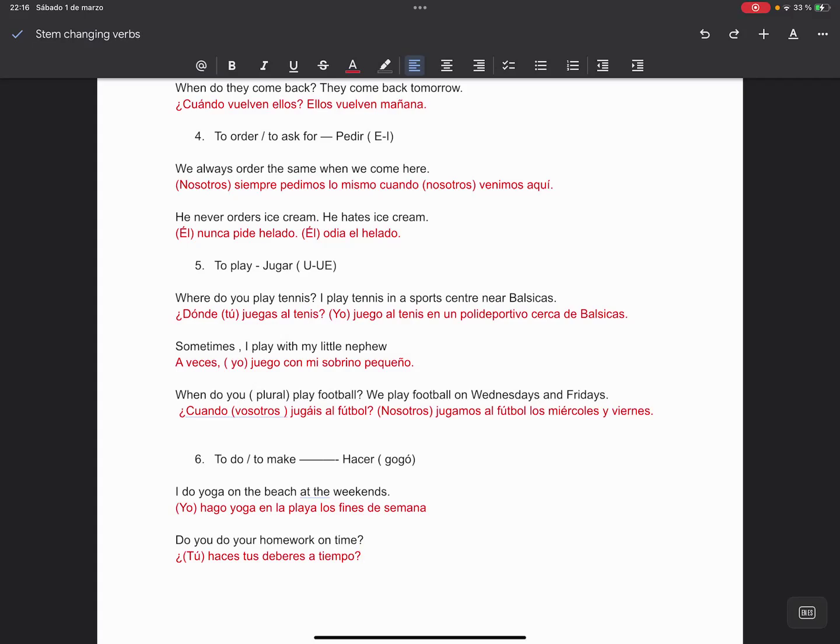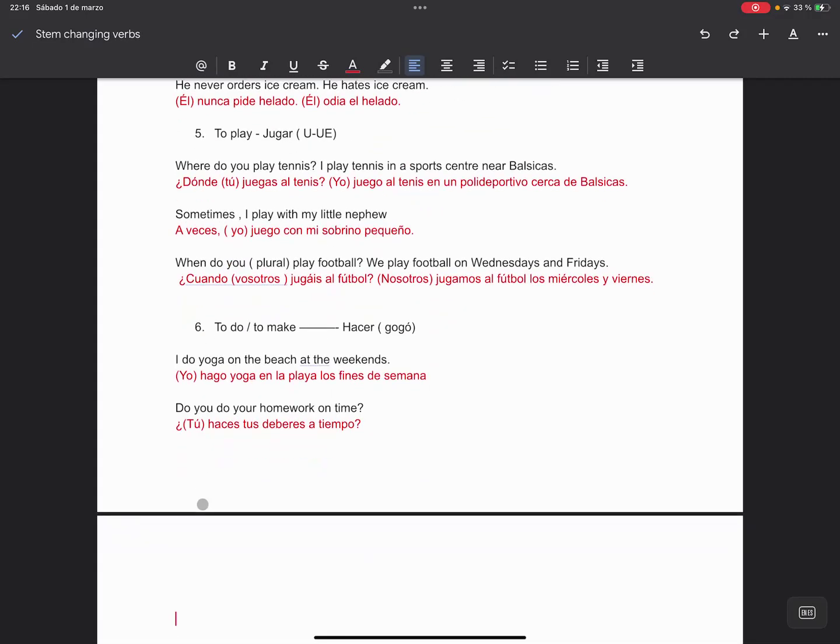If any of you are using Duolingo, Duolingo uses lots of words from South America. So maybe you were thinking for homework of the word tarea, but that's South American. Deberes is the one that we use here in Spain. Okay? More.